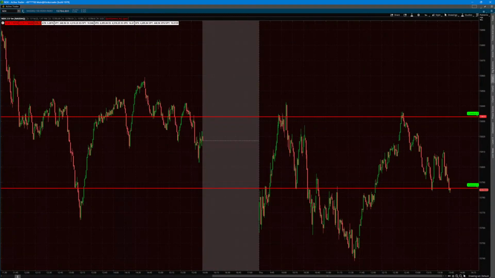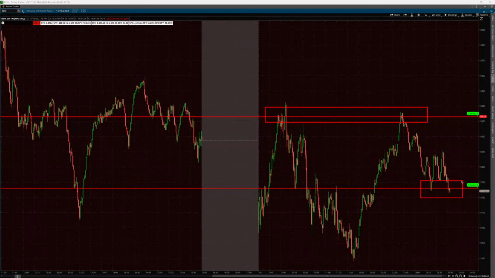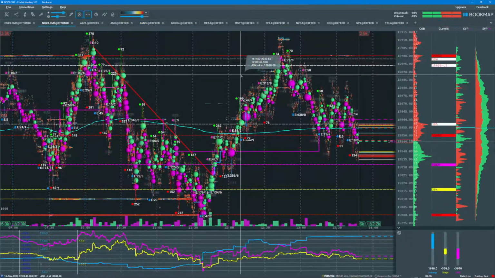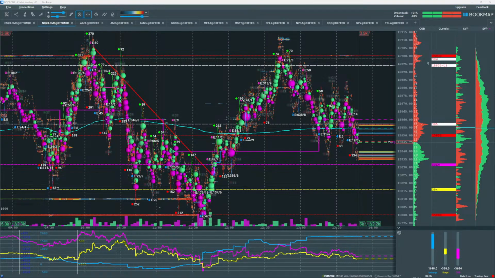Here's NDX. There's that combo level acting as resistance. And then this is right around the 385 level, another combo level, acting as support. Then resistance, maybe support again. All right, let's go back to Bookmap. This is again NQ futures. This cluster of levels acting as resistance.